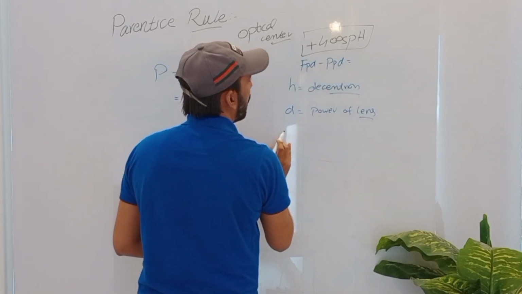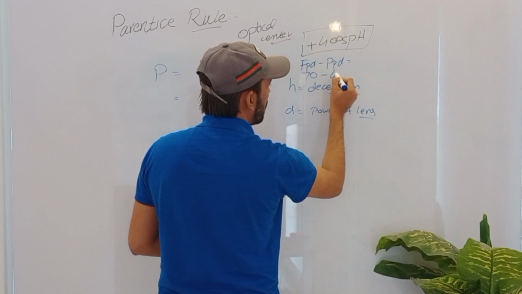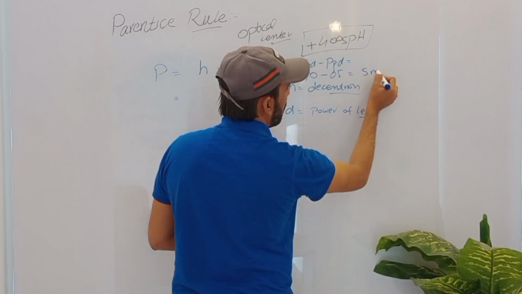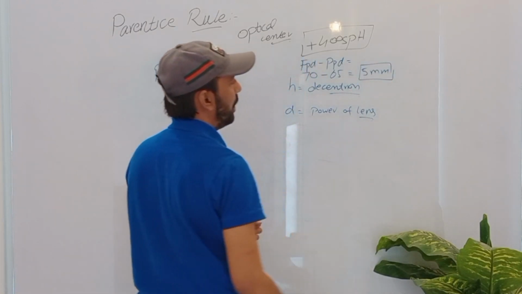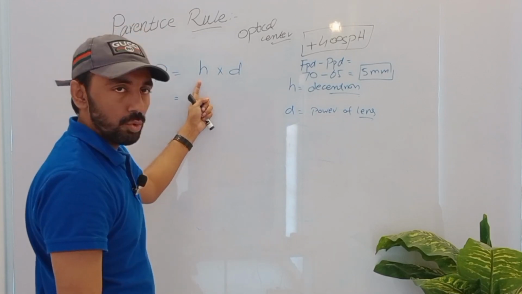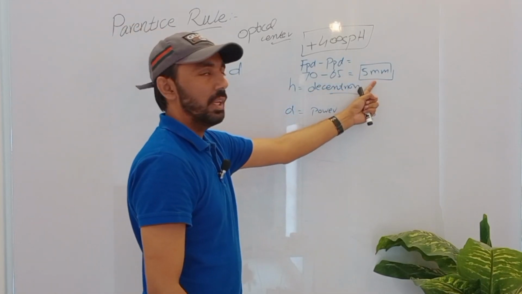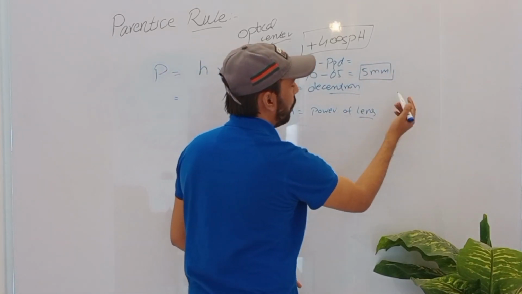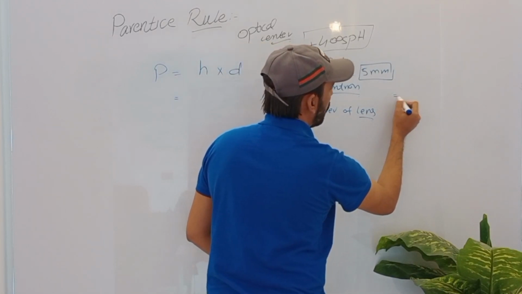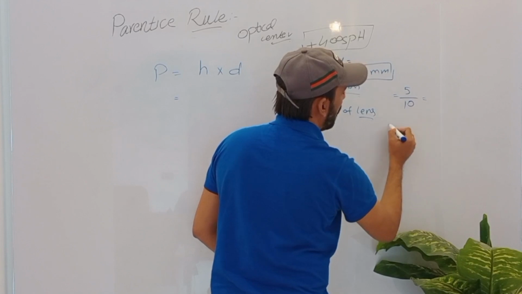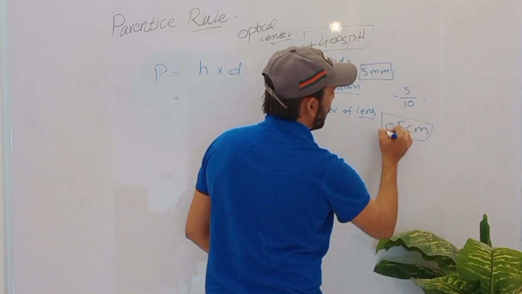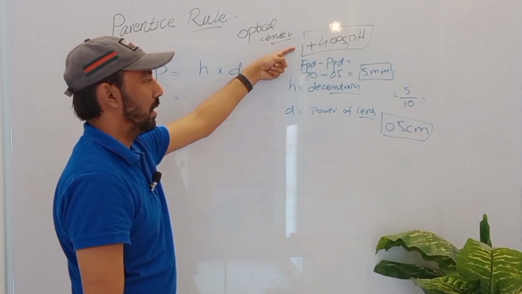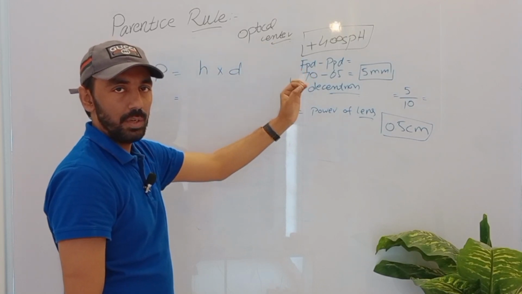For example, our frame PD is 70, patient PD is 65. When we deduct 65 from 70, the answer is 5 millimeter. So decentration is 5 millimeter. But remember one thing, when you are using the Prentice rule and putting in the value of the decentration, that value should be in centimeter, not in millimeter. So first we have to convert this 5 millimeter into centimeter. We divide by 10 and the answer is 0.5 centimeter. So we can say our plus 4 spherical lens is moving 0.5 centimeter towards the nasal side.